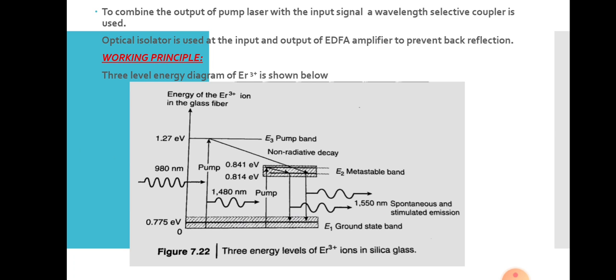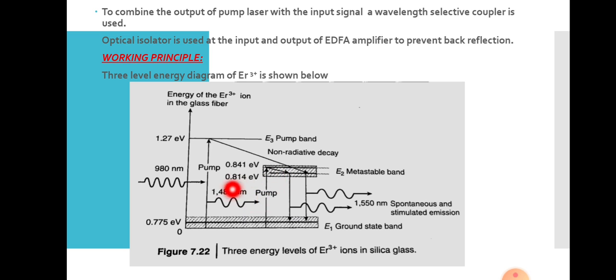In order to know the working principle, we need the energy levels of the erbium ion in silica glass. You can see this is an energy band diagram, and here there are 3 energy bands. The first is represented by E1, next is E2, third is E3. E1 is the ground state band, E2 is the metastable band, and E3 is the pump band.